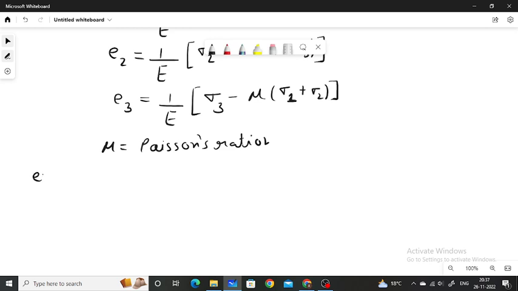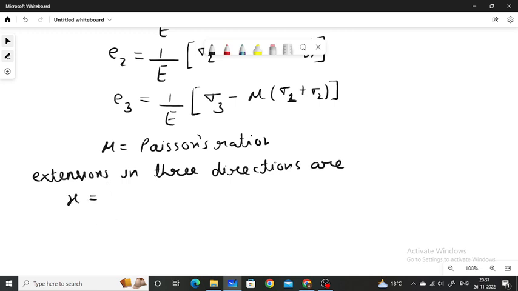Let the extensions in three directions be x1 is equal to E1 into delta L, x2 is equal to E2 into delta B, and x3 is equal to E3 into delta H.